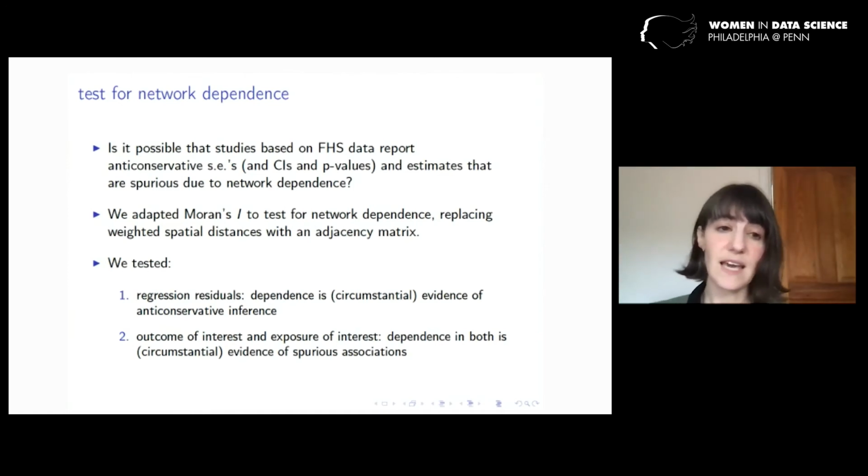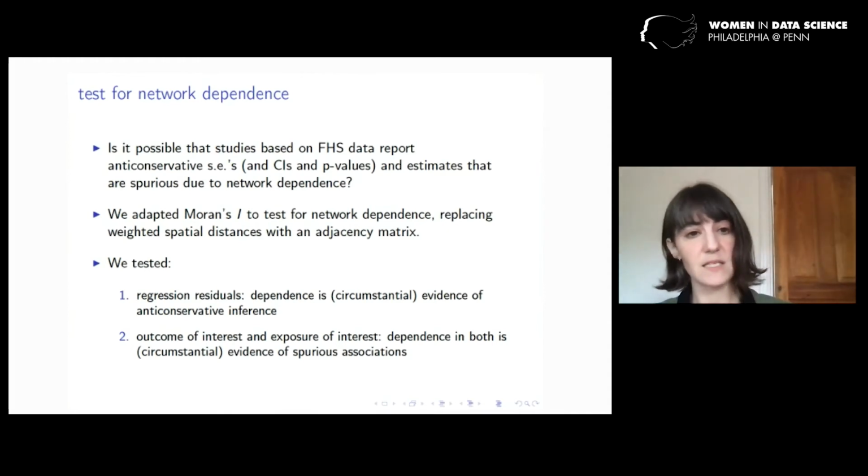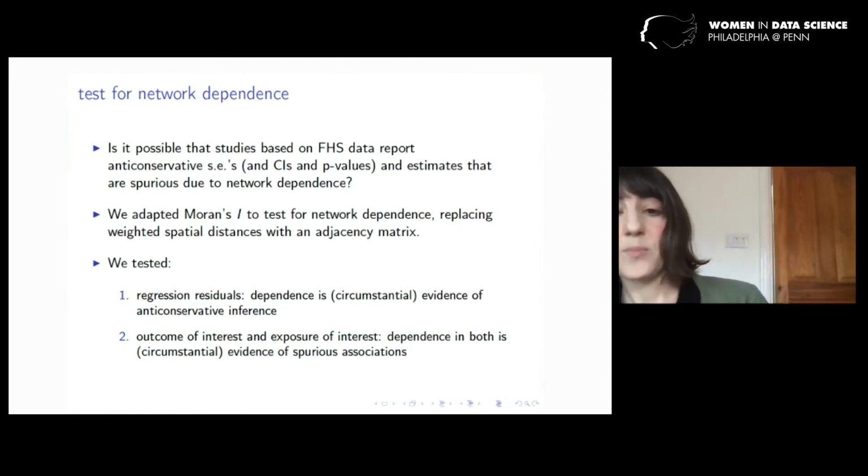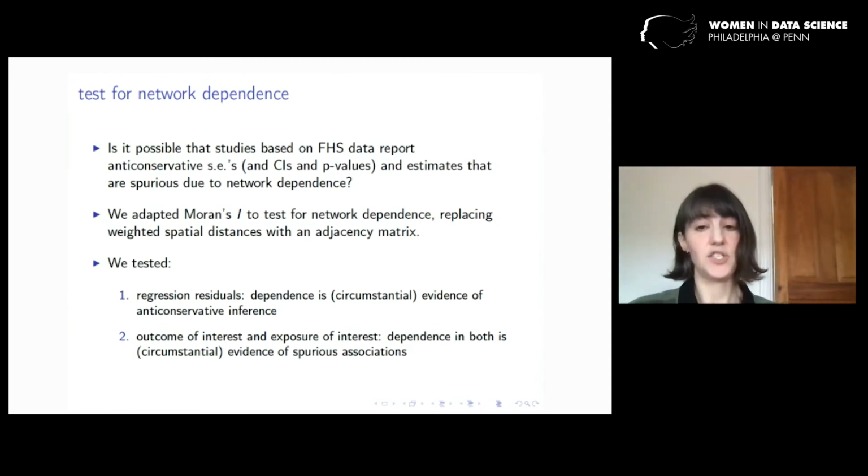So to try to get a little closer to what we really care about, which is how problematic this is for real data analyses, Eugen developed a test for network dependence that's based on Moran's I, which is a really popular test statistic for spatial dependence. We then applied this test to 6 published papers that used the Framingham Heart study data. For each paper, we first reproduced the analysis in the original paper. Then we tested for dependence in the regression residuals.